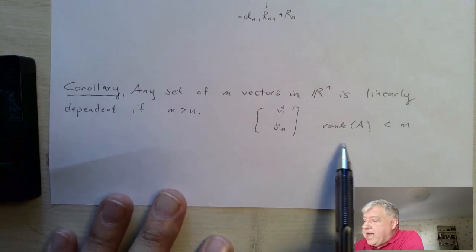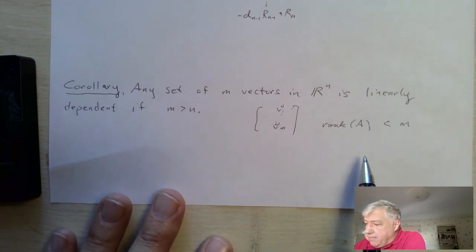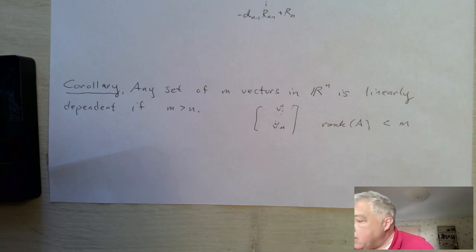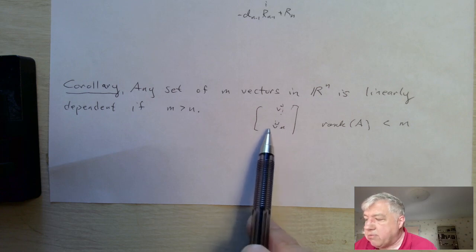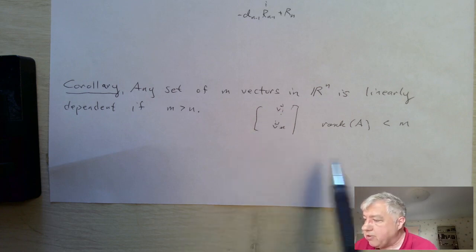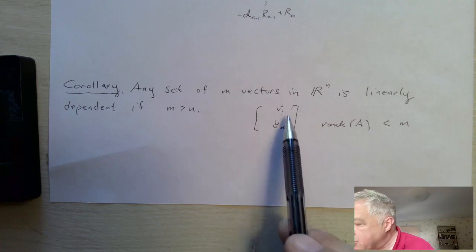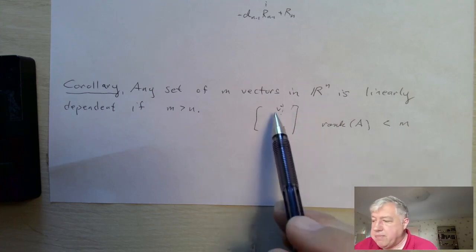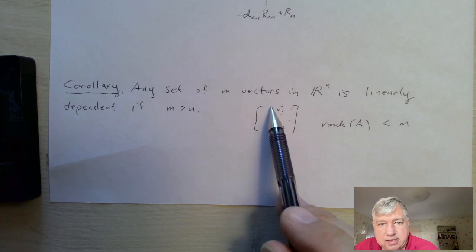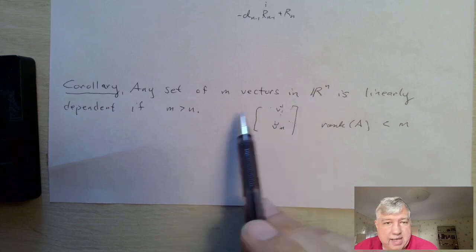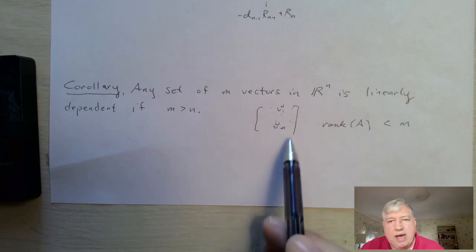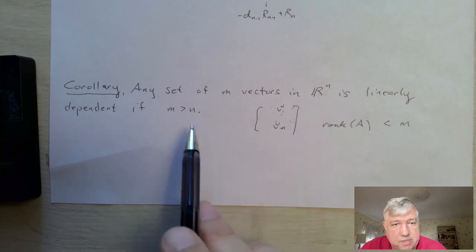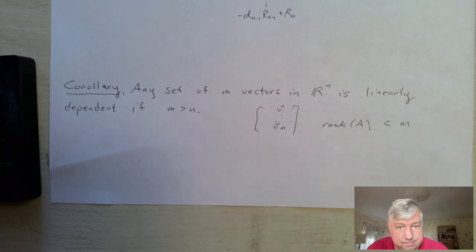So if m is greater than n, then that means we're going to have a row of zeros here, because there are just so many more vectors. The maximum number of pivots you can get is just equal to the number of columns, which is n, and that's less than m. So it's impossible to have m pivots. All right, so we're guaranteed to have a row of zeros in the reduced row echelon form, and that's why it's linearly dependent.